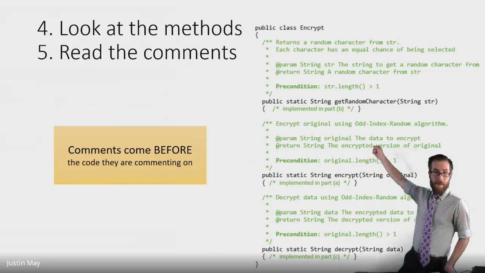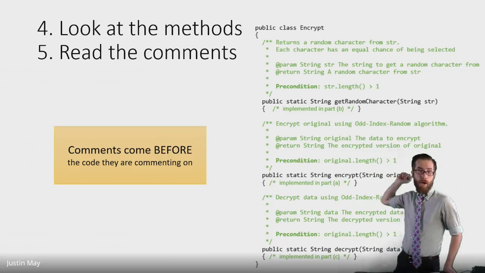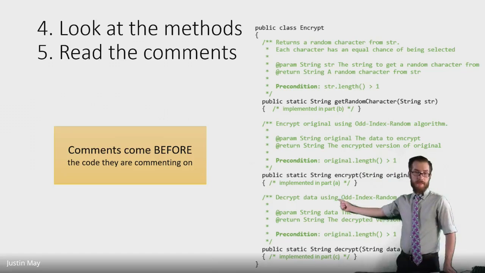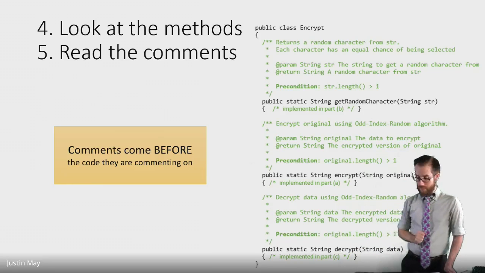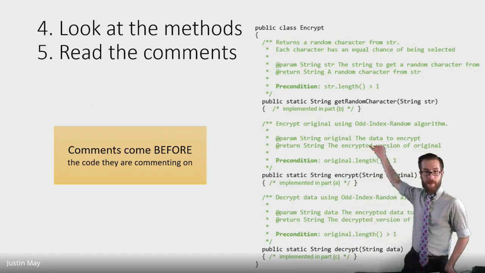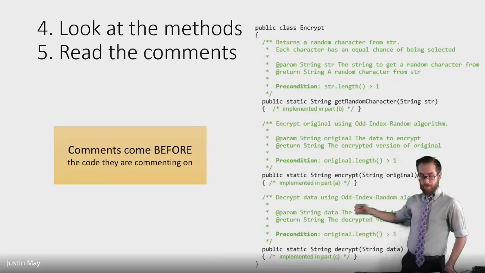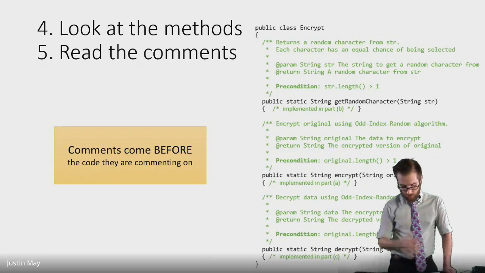The top method here, getRandomCharacter, it says it's implemented in part B. This method right here, encrypt, is going to be implemented in part A, and decrypt is implemented in part C. So this is going to be a three-part question where you're going to write the body of each one of these methods. And the first one will be part A. The first one will be encrypt. So let's look at that.